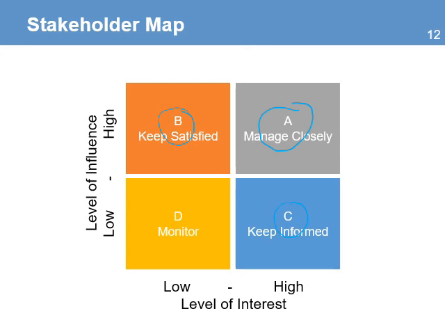The last category is D. These are stakeholders that have low interest and low influence. You should not spend time building relationships with these groups. The only thing you need to do is to monitor for any changes in the levels of interest and influence.